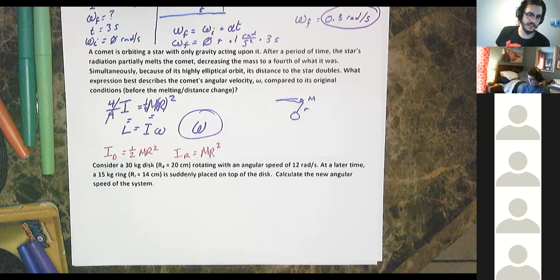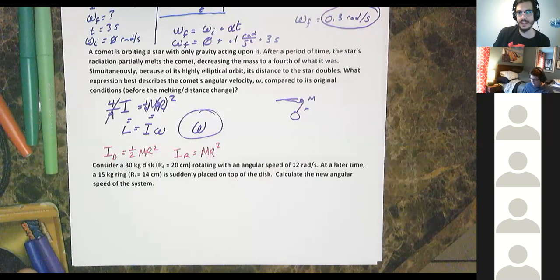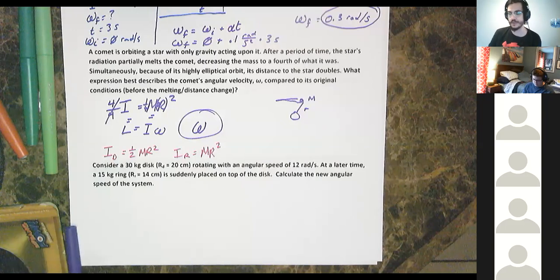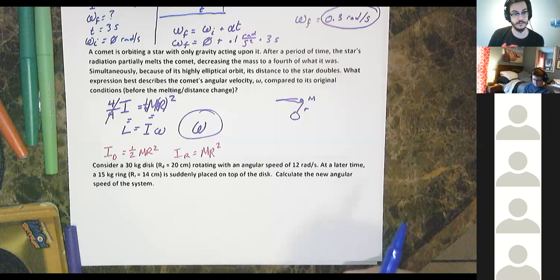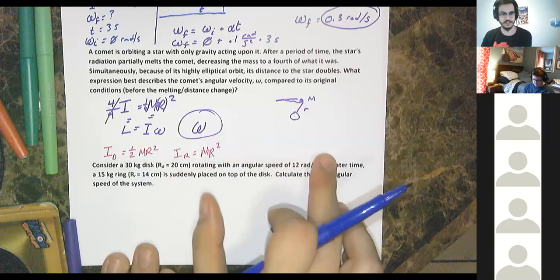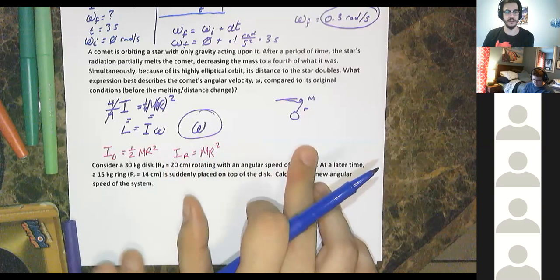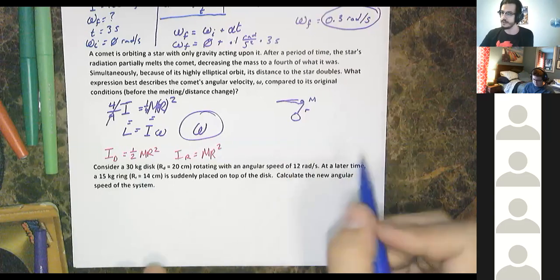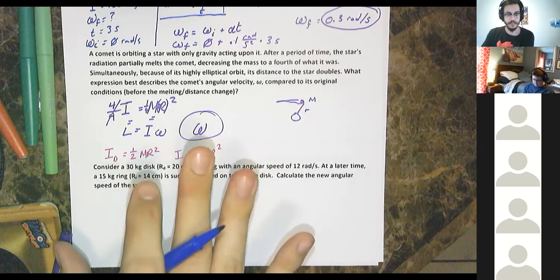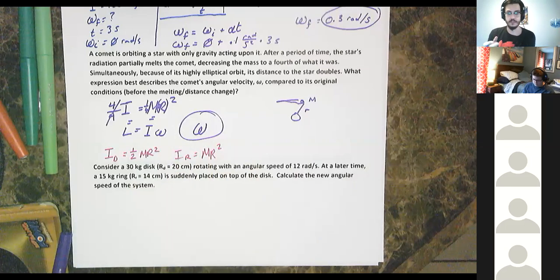All right. If you're given the name of a shape in an angular problem, then you need to be sure that you know how to find the moment of inertia for that shape. So that's the beginning there. But consider a 30-kilogram disc rotating with an angular speed of 12 radians per second. That's enough information to find its original angular momentum. Later time, we're going to drop this ring onto it, and then we're going to find a new angular speed.